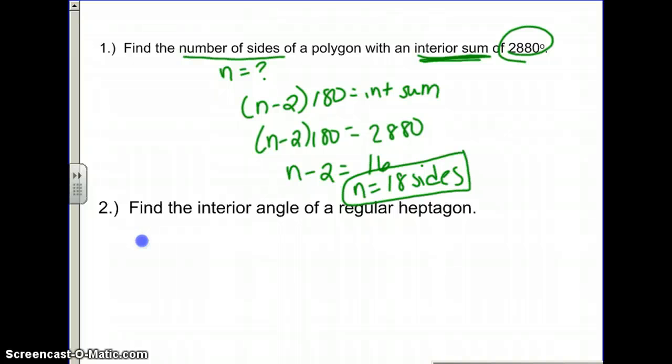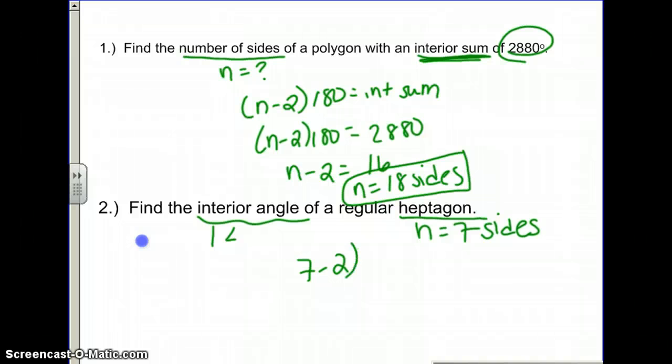The next one says find the interior angle, so one angle, not the sum, of a regular heptagon. A heptagon has 7 sides. I think some people call it a septagon too; I feel like I've heard that along the way. Let's figure out all of the interior angles first. If we have 7 sides and we subtract 2 and multiply by 180, we find that there are 900 total degrees.